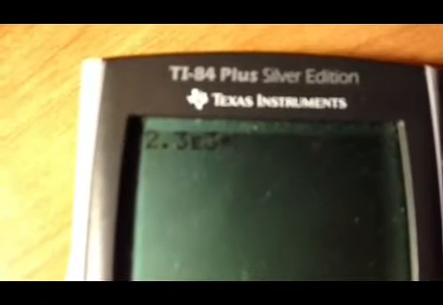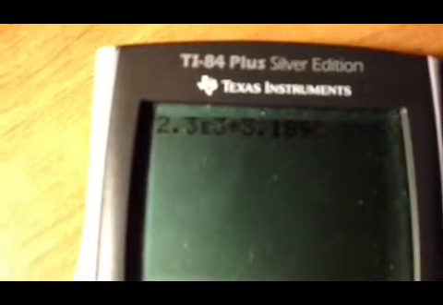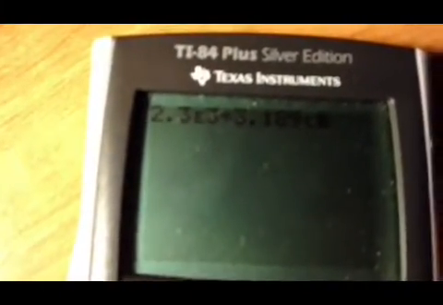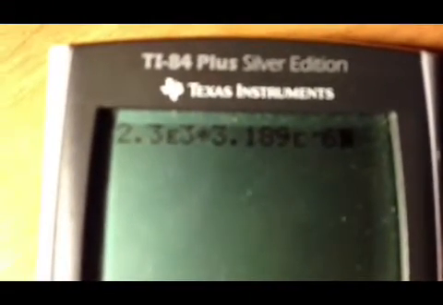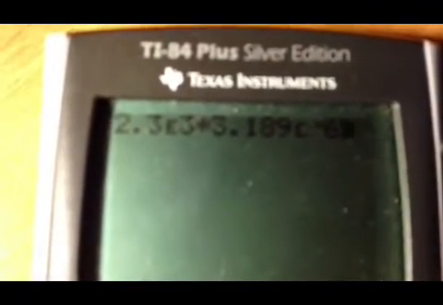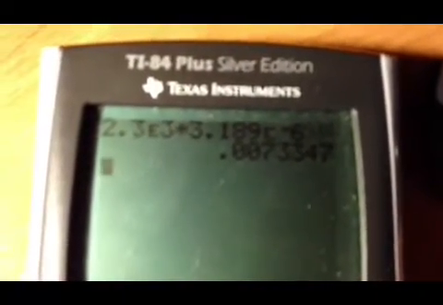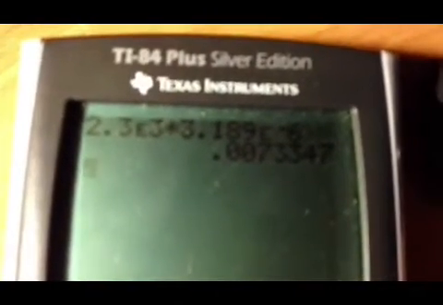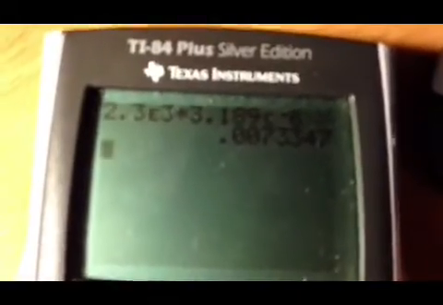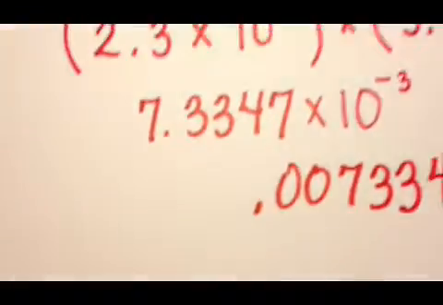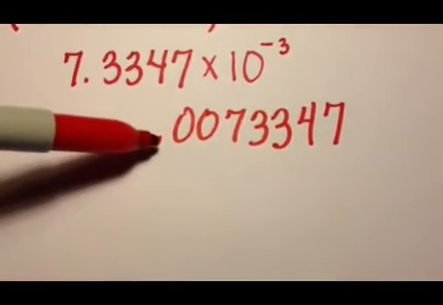Then I'm going to multiply that by 3.189 times 10 to the negative 6. Okay, so here's my multiplication with my scientific notation in my calculator. I hit enter, and notice that I get 0.00733347.